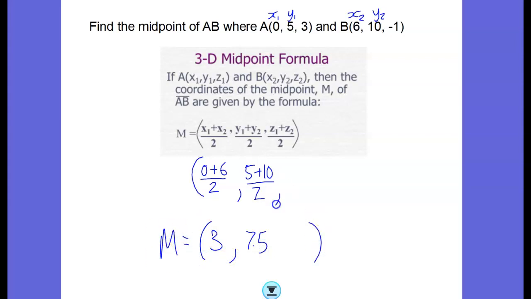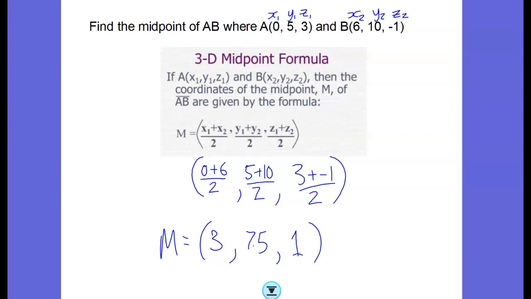And finally, we do the same for the z. z1 is 3, and z2 is minus 1, so we'll go for 3, add negative 1, that's 2, 2 divided by 2, I believe, is 1. So that's it. That's all there is to it.